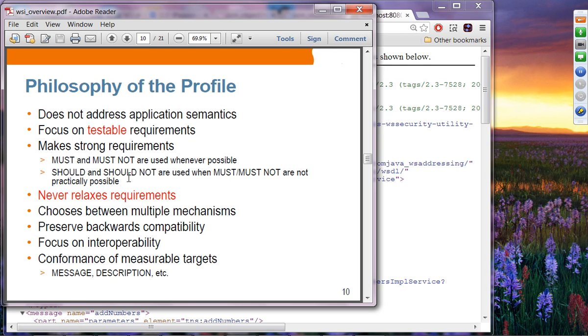So these are not that important to understand. It never relaxes requirements. What that means is that it does not relax what has been said in the spec. It only constrains it.